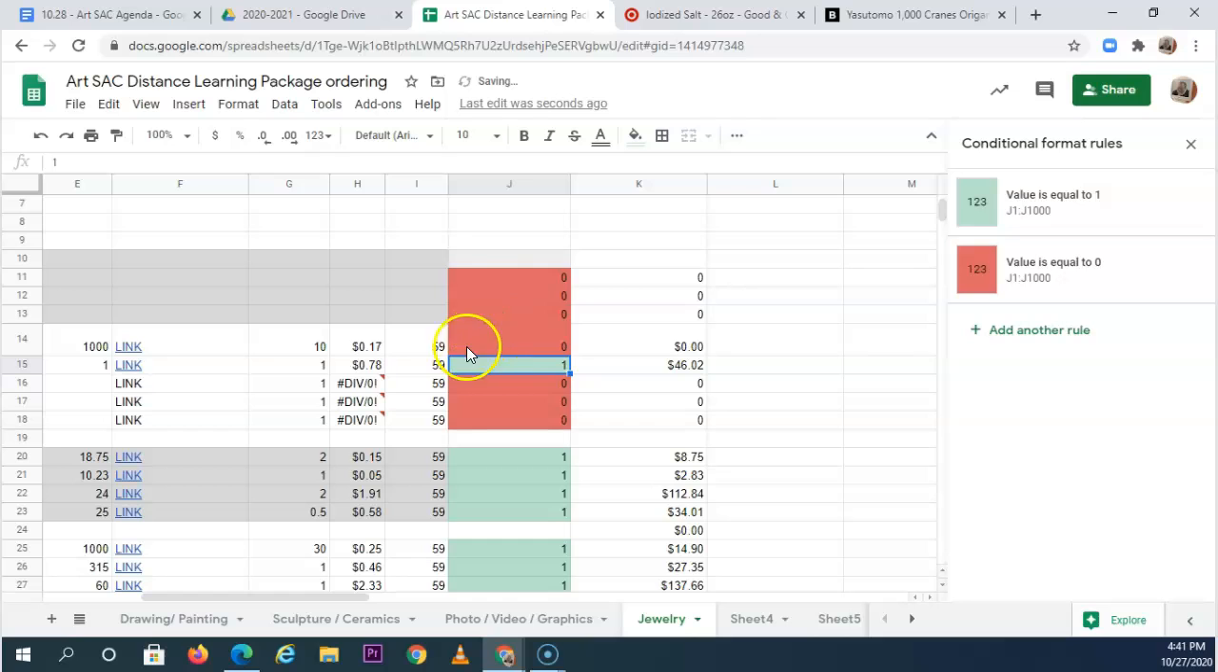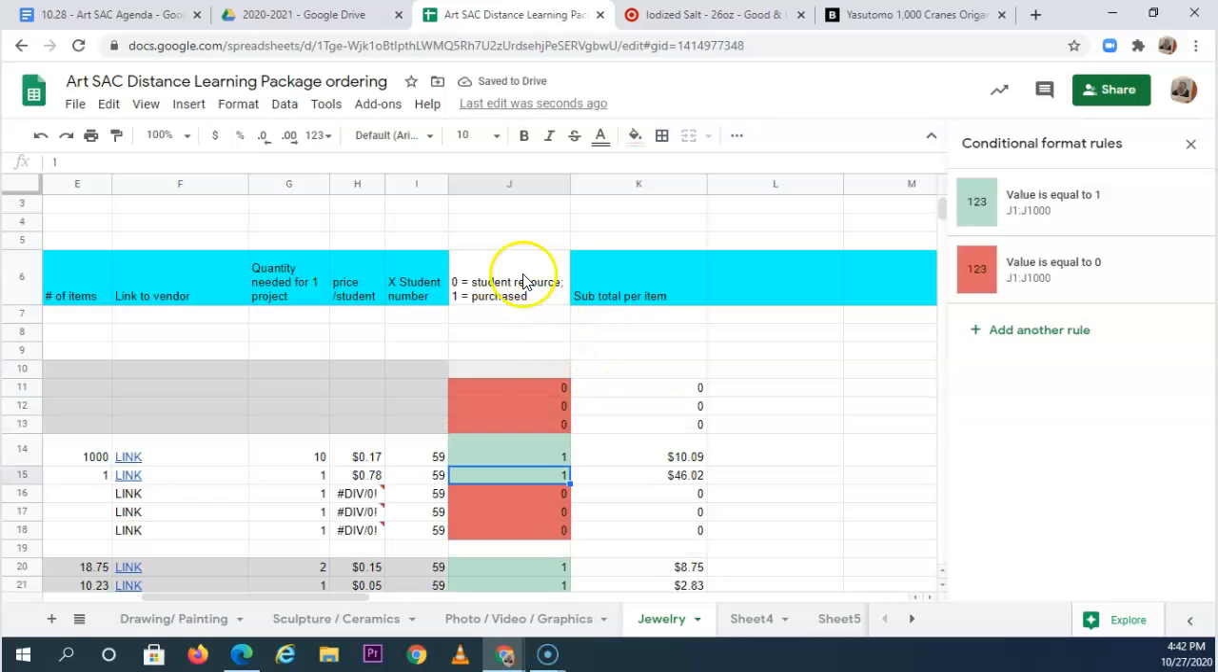And what it does is it multiplies this equation here by 0. But if I do want to purchase that supply for them and provide it for our students, then we'll put a 1. And that means that we're going to purchase that supply.